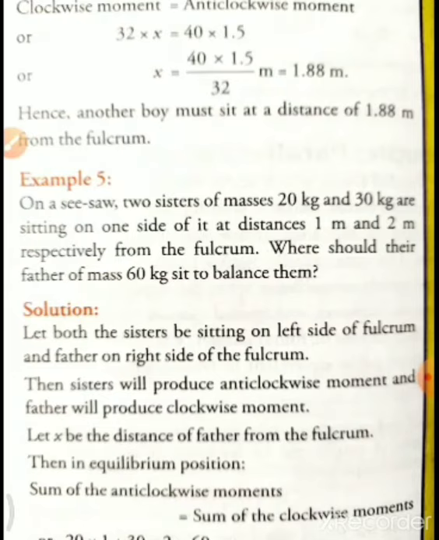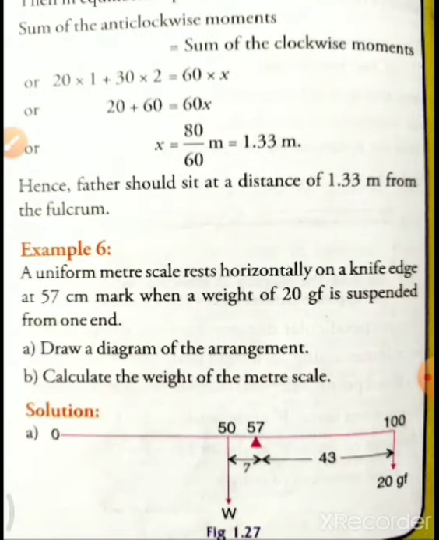So we find the anti-clockwise moment, because they are sitting on the left hand side: 20 into 1 plus 30 into 2. And the sum of the clockwise moment, on the right hand side where the father is sitting, with distance from the fulcrum x, is 60 into x. In equilibrium, the sum of the anti-clockwise moments is equal to the sum of the clockwise moments, so we need to find x. x is 1.33 meter. Hence, the father should sit at a distance of 1.33 meter from the fulcrum.